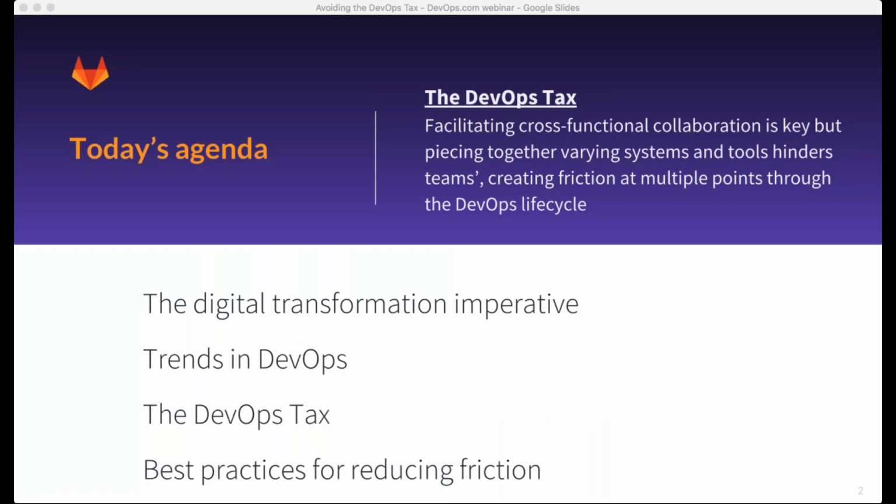Today's big topic is avoiding the DevOps tax. But to get there, we're going to start more generally with digital transformation and current trends in DevOps, and then lead up to the DevOps tax. And finally, we'll close with some best practices. And with that, I'm going to hand this off to our guest speaker, Chris Condo from Forrester, to start.